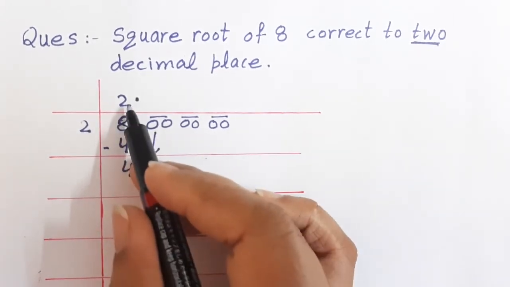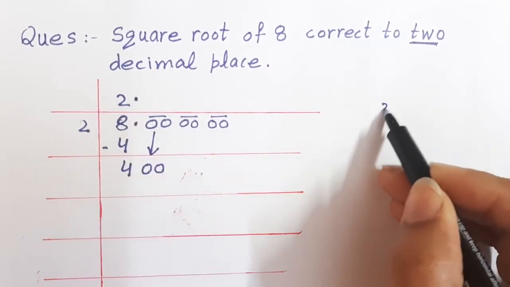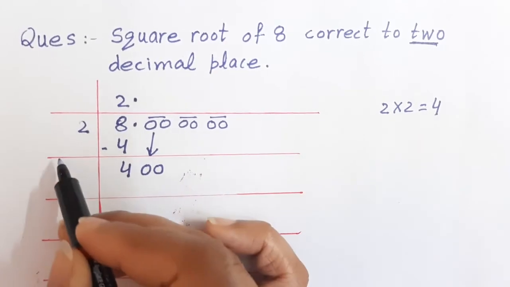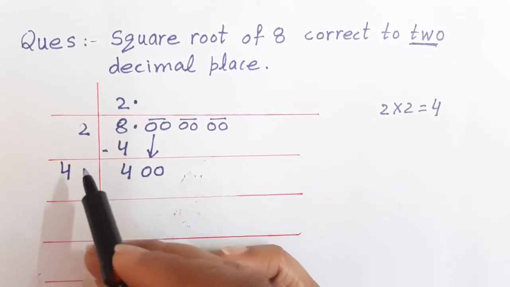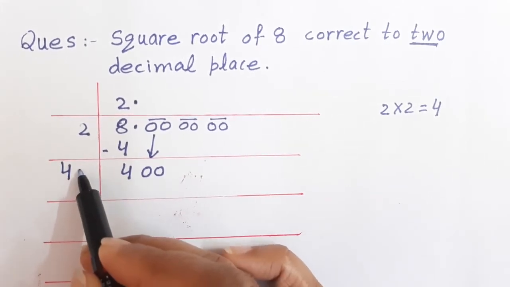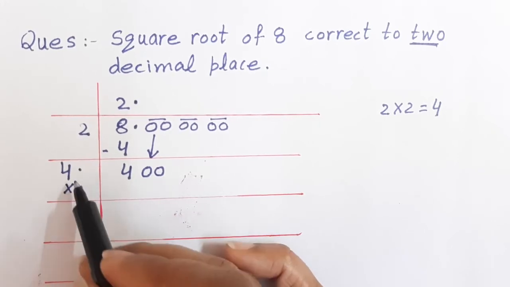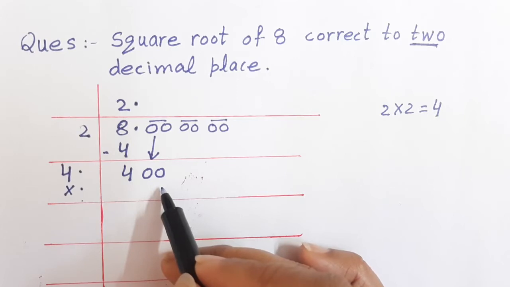Now as per the rule, the quotient is 2 and the double of 2 is 2 multiplied by 2, that is 4. So I will write 4 here. Clear? Now after 4, we have to choose a digit so that I multiply with the same digit. I'll come closer to 400.